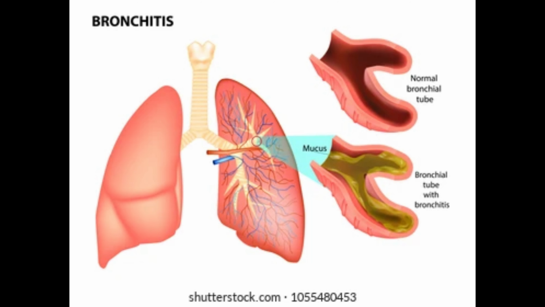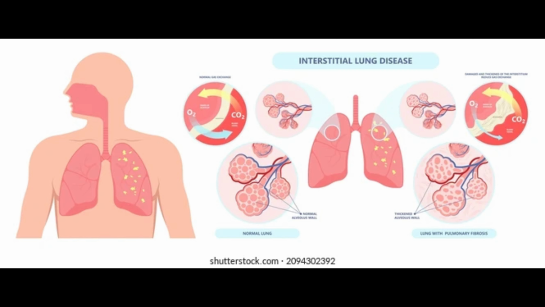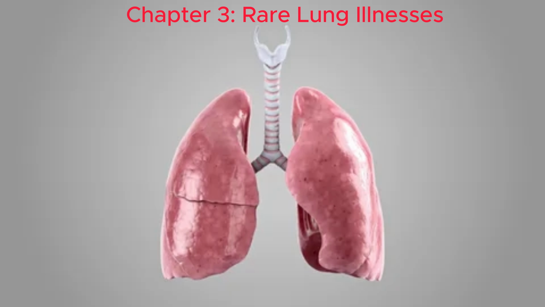Bronchitis. Bronchitis is an inflammation of the bronchial tubes, which carry air to and from the lungs. Interstitial lung disease. Interstitial lung disease, or ILD for short, is a group of disorders that cause scarring of lung tissue, leading to stiffness and difficulty in breathing.